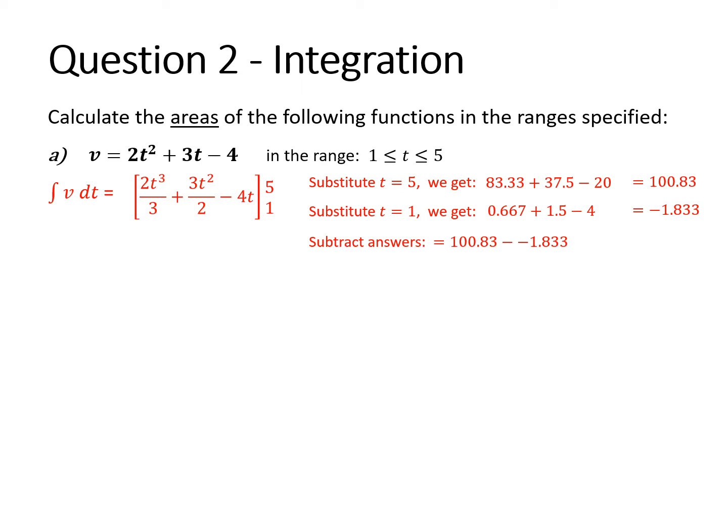Now you can see there you've got a double minus. Two minuses make a plus, so it's actually the final answer, and the final area is 103 units squared. I've rounded that to 3 significant figures.